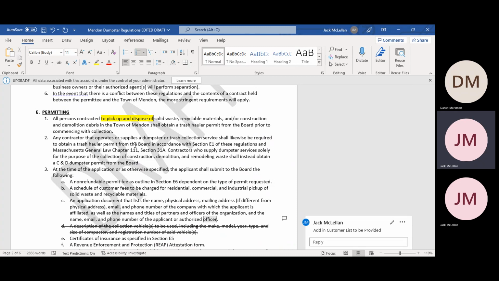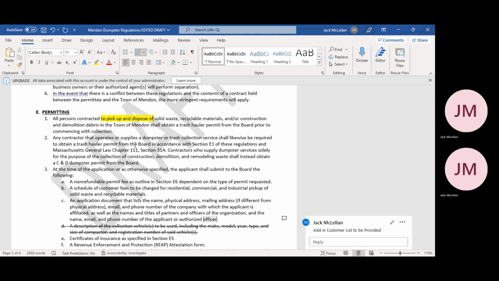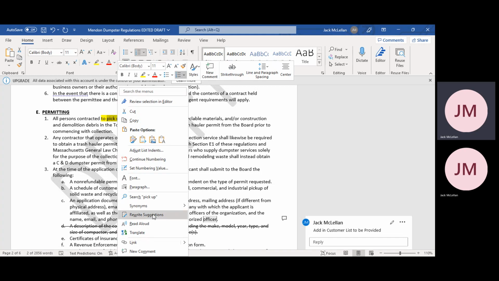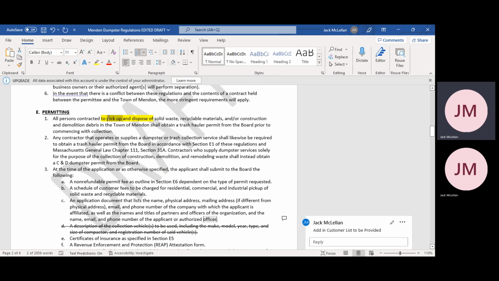Okay, all persons contracted to pick up and dispose of would replace the word "collecting." I'm not quite sure I like the word pickup. Can we use "contracted to collect"? We're trying to get rid of collecting, because technically as a resident, I'm collecting stuff. I'm the collector. So that's why I wanted to get rid of the word collecting and go to the action of what the company's doing. They're picking it up and disposing of it.